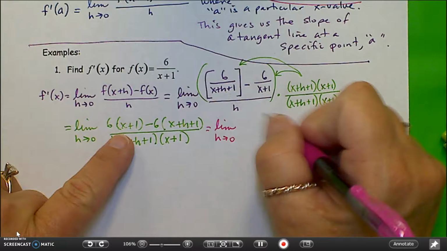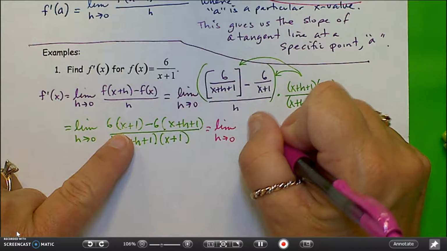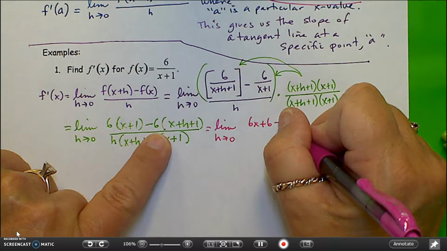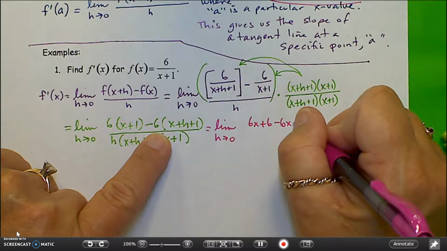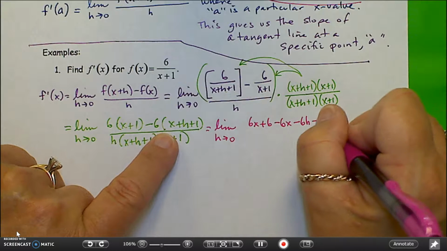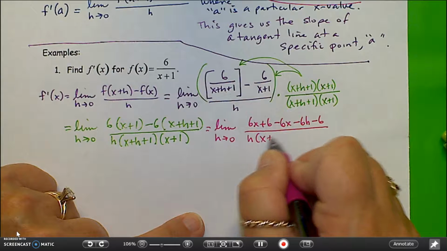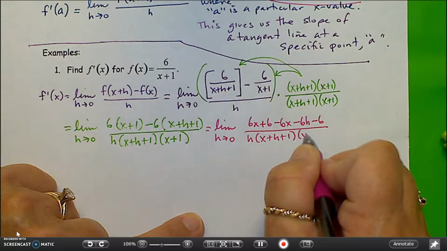Let's go ahead and expand that out. 6x plus 6. I'm going to watch my negative signs here. Minus 6x minus 6h minus 6 all over everything in the bottom. I haven't done anything to the bottom.